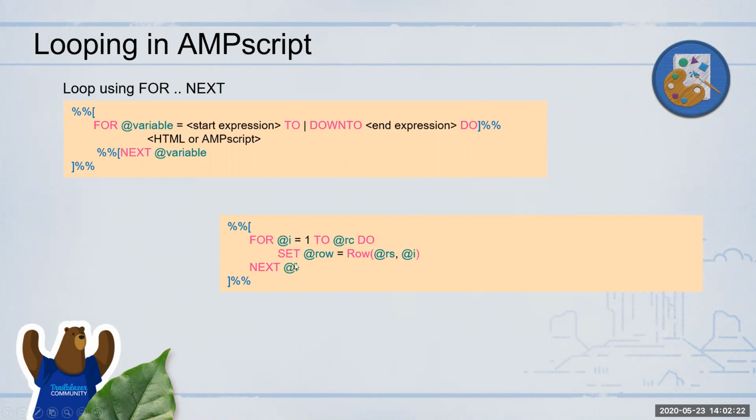that you started with. For example, for I is equal to 1 to the particular number of rows that I want to do, I'm going to set some AMPscript value, function here, and I'll say next I. So it will keep on doing it. If RC is equal to 10, this will do it 10 times. Very straightforward, and it's very useful.